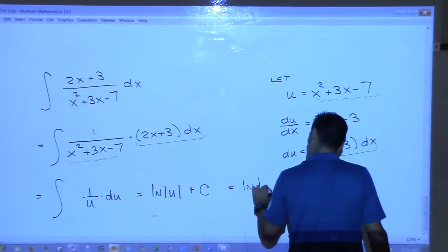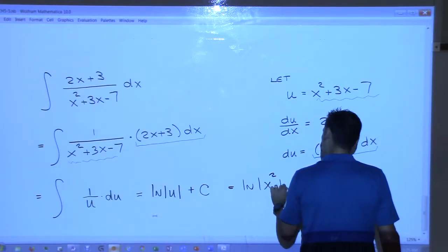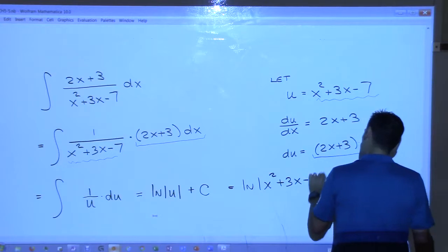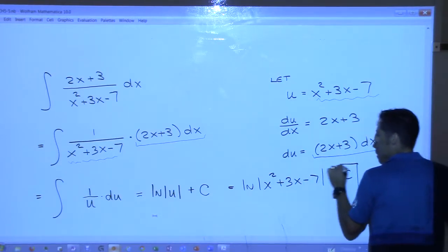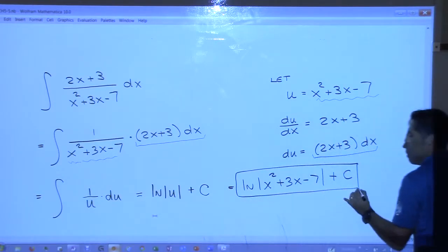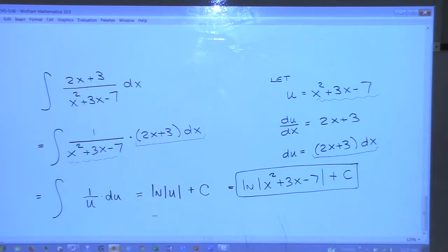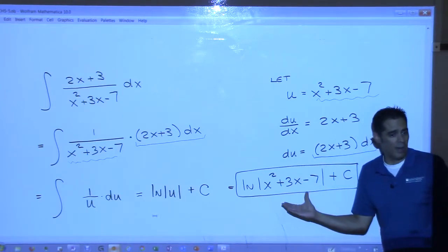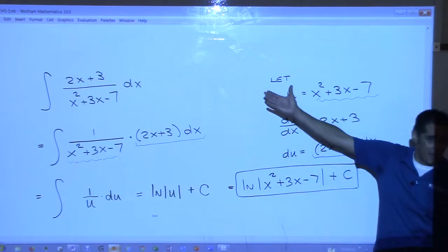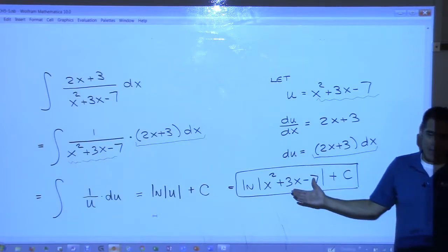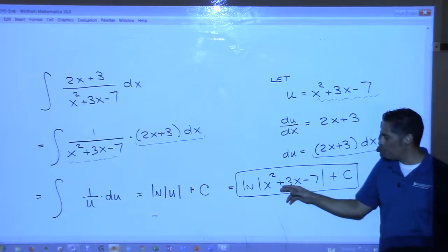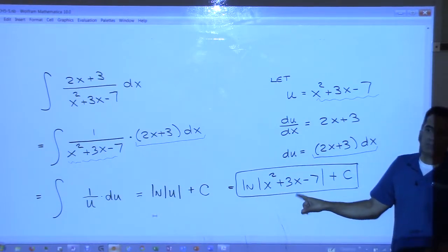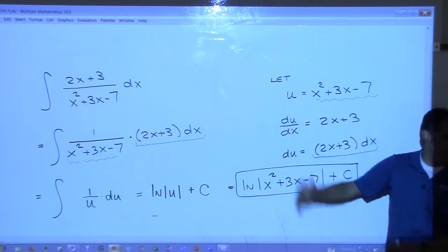Natural log, absolute value of x squared plus 3x minus 7 plus some constant, and we are in business. That's the answer. So the idea here is that if I take the derivative of this, I should get back up there, which is exactly what would happen. You could check it. The derivative of natural log of something is 1 over that times the derivative of what's inside, so you get back that.